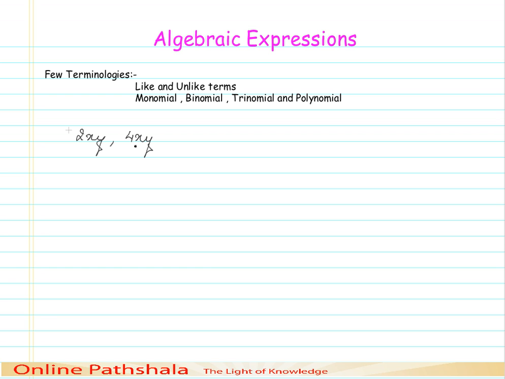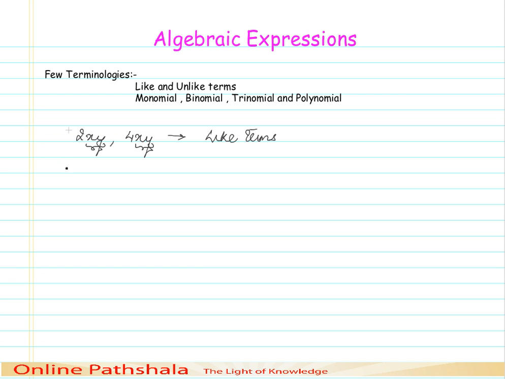So here you can see that the algebraic factors, which contain the variables in both the terms, are the same. Here the algebraic factor is xy, and in 4xy also the algebraic factor is xy. Algebraic factors means the variable or a group of variables present in a term. So here both of them are the same, so they become like terms.